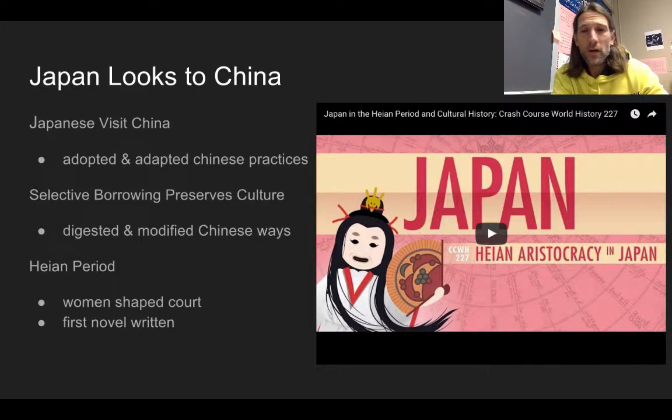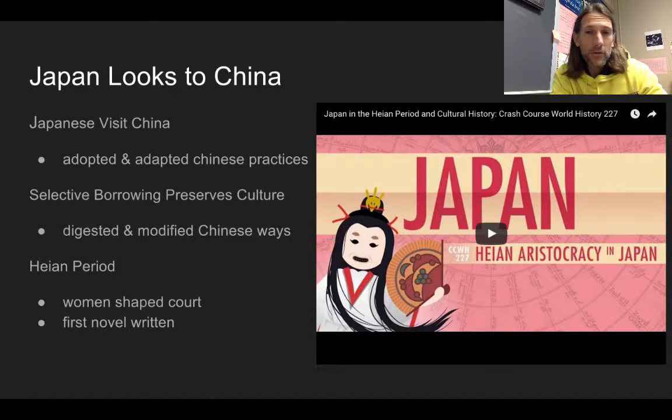In other words, they look at Chinese language and culture and art and all those types of things, and they pick apart bits and pieces that they like or think work, and they change them and mold them to fit Japanese values. And we really see this in the Heian period, where Heian culture looks back almost 200 years to Chinese dynasties, and they emulate that and copy it, and you see that women shape the court.